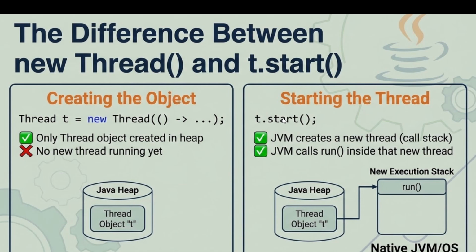So whenever we start the thread, the JVM creates a new call stack, and the JVM calls the run method inside that new thread. It will call the run method only when we call the start method. Only then the stack will be created and the JVM calls run inside the new thread. On this start method, the JVM will ask the CPU to run the thread. Until then, it will only create a new object which will be stored in the heap area.